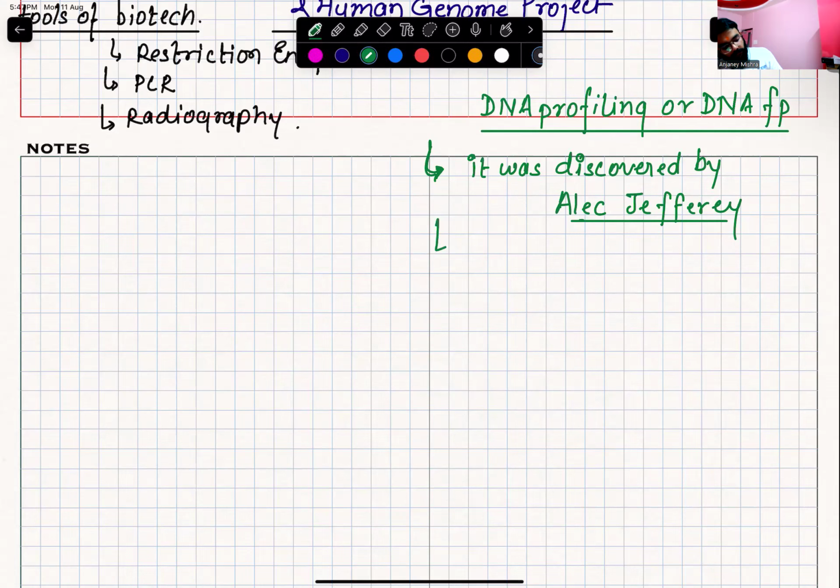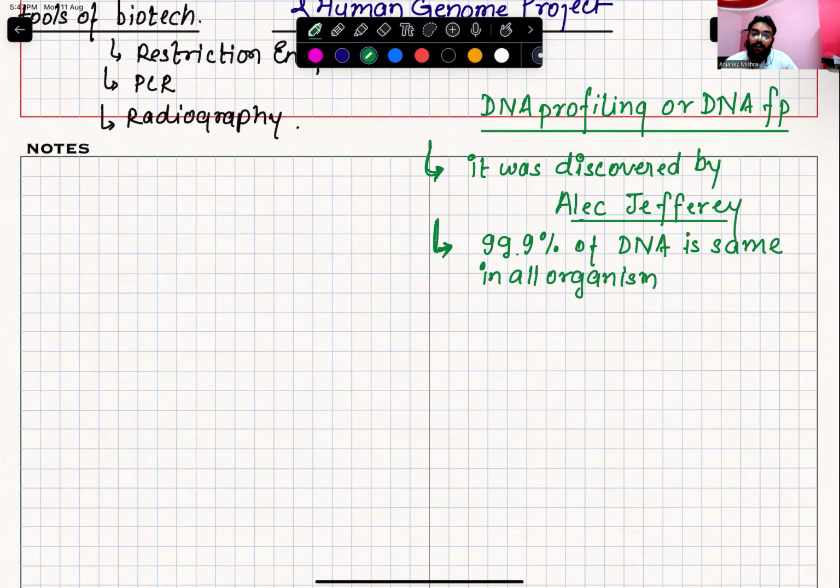First thing is, when you study Human Genome Project, you already understand that 99.9% of the DNA is the same in all organisms. What is different? The different part is just the 0.1%.